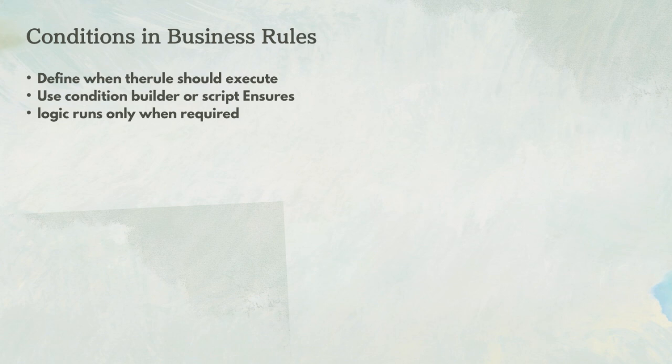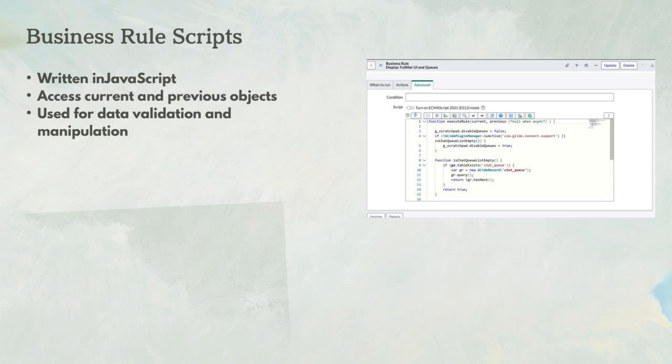This is especially important when managing complex workflows, because not every situation requires the same response. Setting these conditions ensures that our rules are both targeted and smart, aligning with the overall goal of creating a more dynamic and responsive system. So remember, leveraging conditions effectively helps us run our logic only when it's relevant, making our automation both precise and reliable. Now, let's talk about how we access current and previous objects within our system.